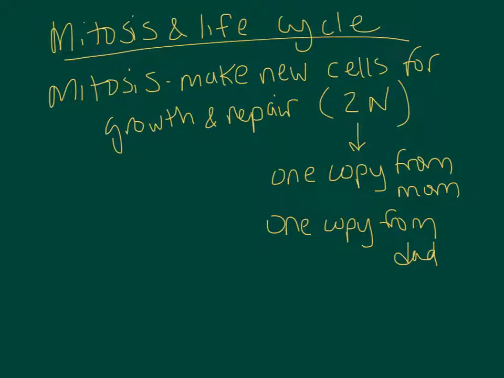So what happens after you started your life? You start your mitosis and life cycle. So what process helps you throughout your life cycle? It is a process called mitosis. So what does mitosis do? It makes new cells for growth and repair. So that means they're 2N, they're copies, one copy from your mom, one copy from your dad. And during your life cycle, you may get cut, and mitosis is the thing that comes into play to fix that.